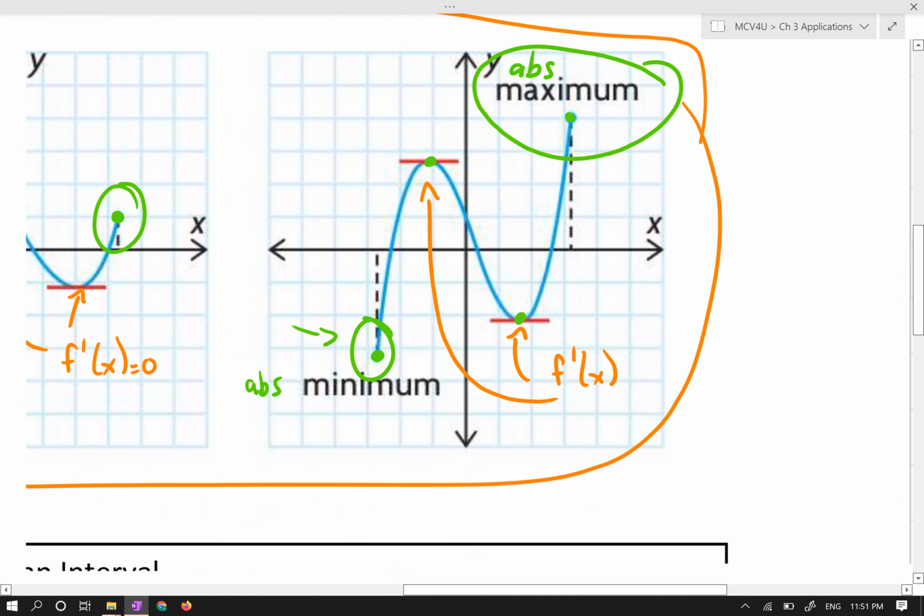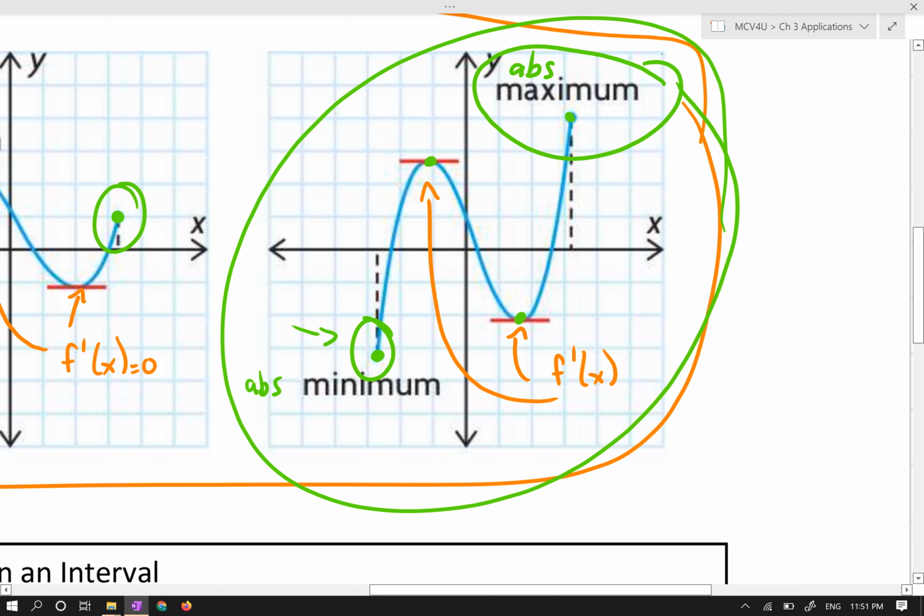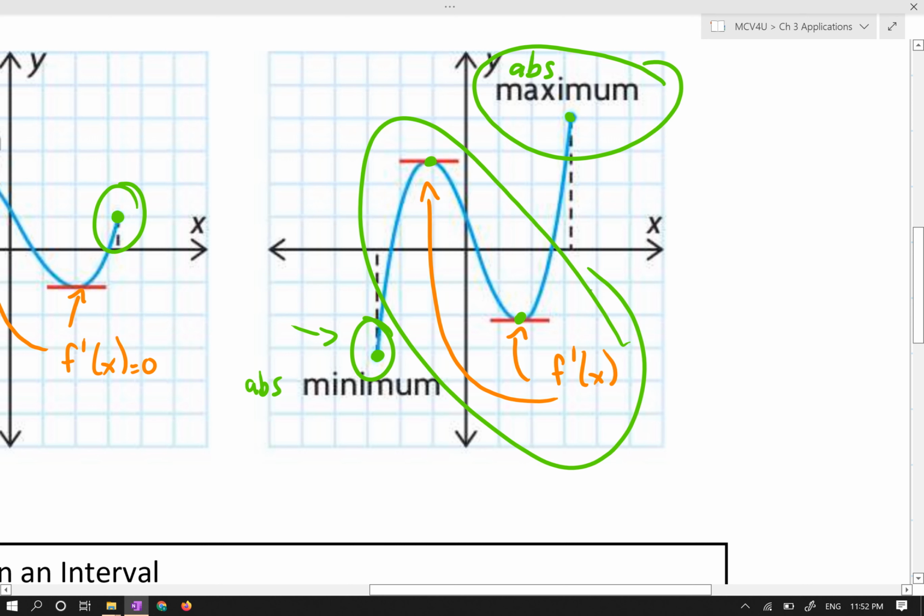All right, in this third case, neither the absolute maximum nor absolute minimum occur at the local ones that we found here, which occur where the slope is approaching 0.